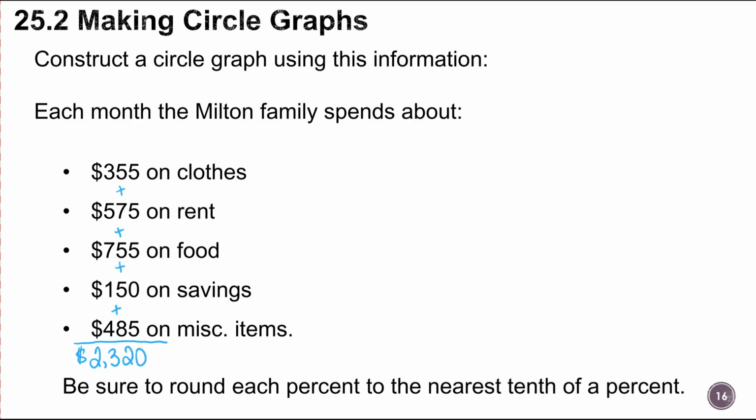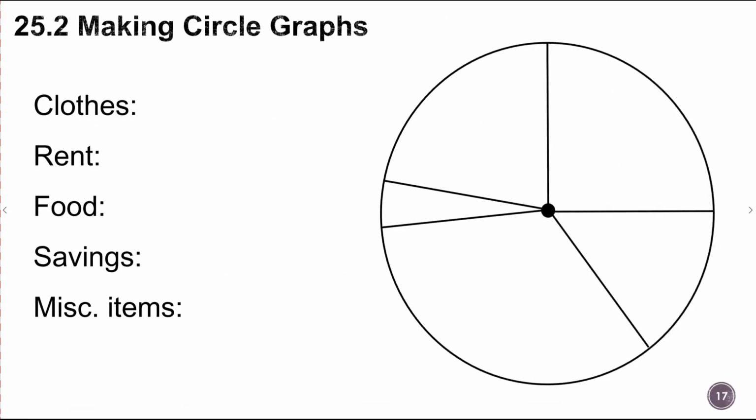Then I'm going to go to the next slide so we can have all of our work on one slide for each one of these, and I will transfer the numbers over. So for clothes, we're going to take the 355 and divide that by our total of 2,320. Then we're going to calculate each one of these. So I'm going to write these out. 575, and food was 755.